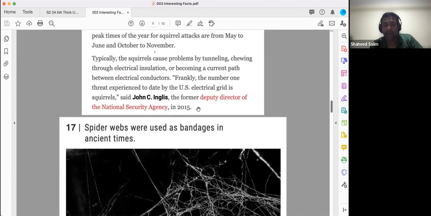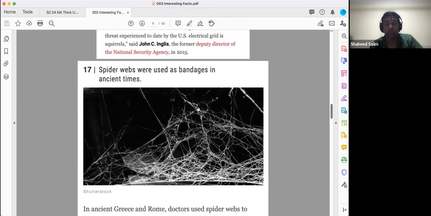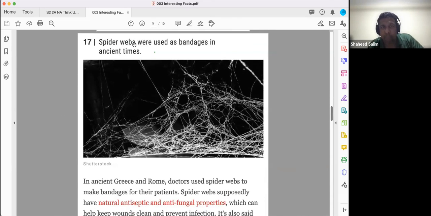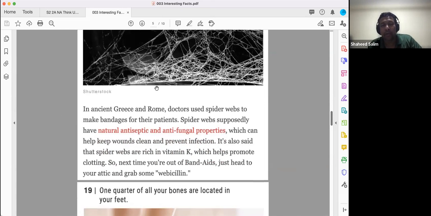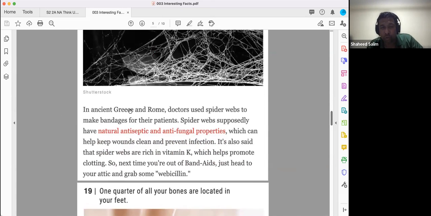Now this one, you can try this out. Those of you who like Spider-Man, I too like Spider-Man. They say spider webs were used as bandages in ancient times. Last time, during the times of ancient Greece, Rome, Greece, it's in Greece today still. Rome is Italy. Doctors used spider webs to make bandages.